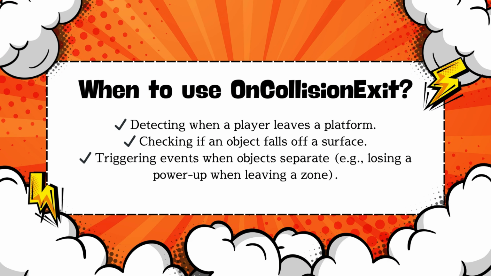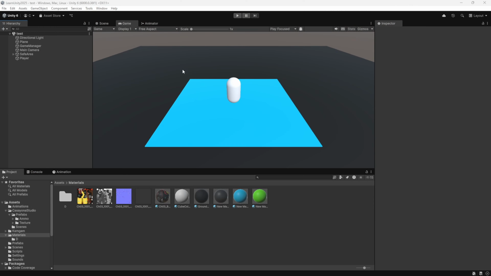When should we use OnCollisionExit? Detecting when a player leaves a platform. Checking if an object falls off a surface. Triggering events when objects separate, for example, losing a power-up when leaving a zone.